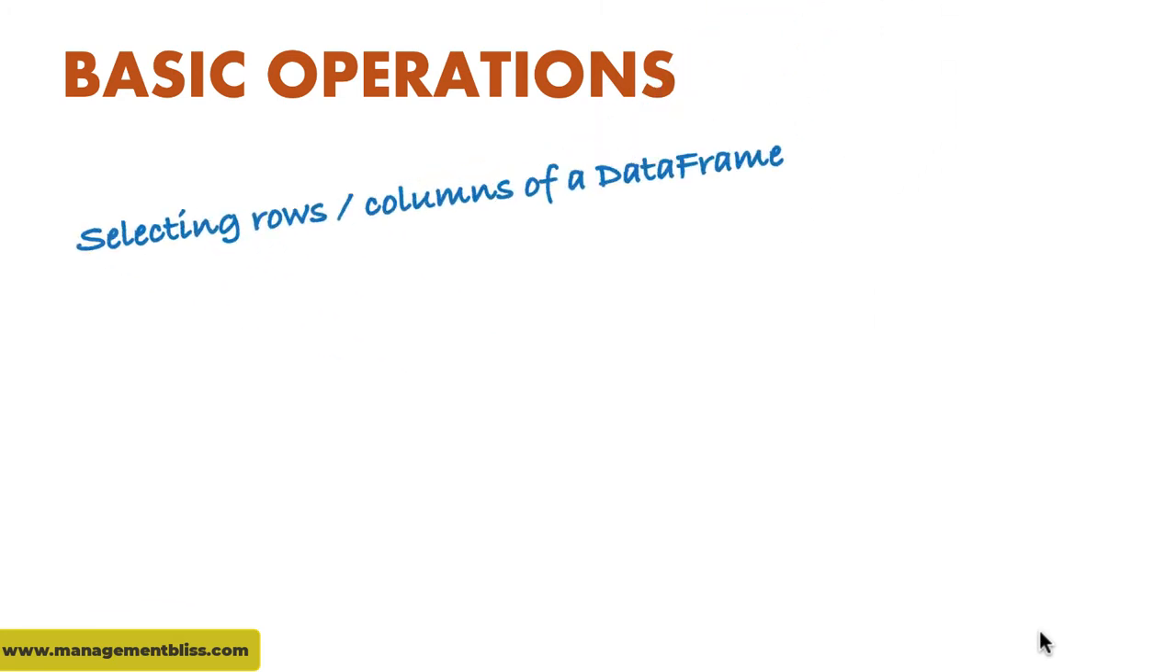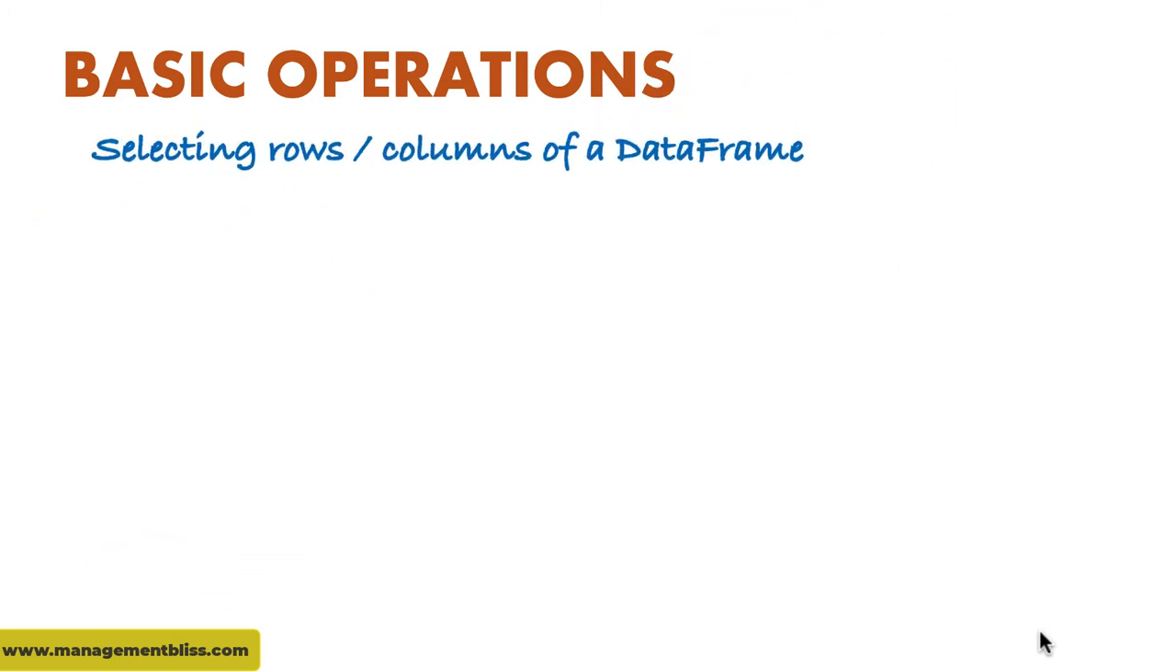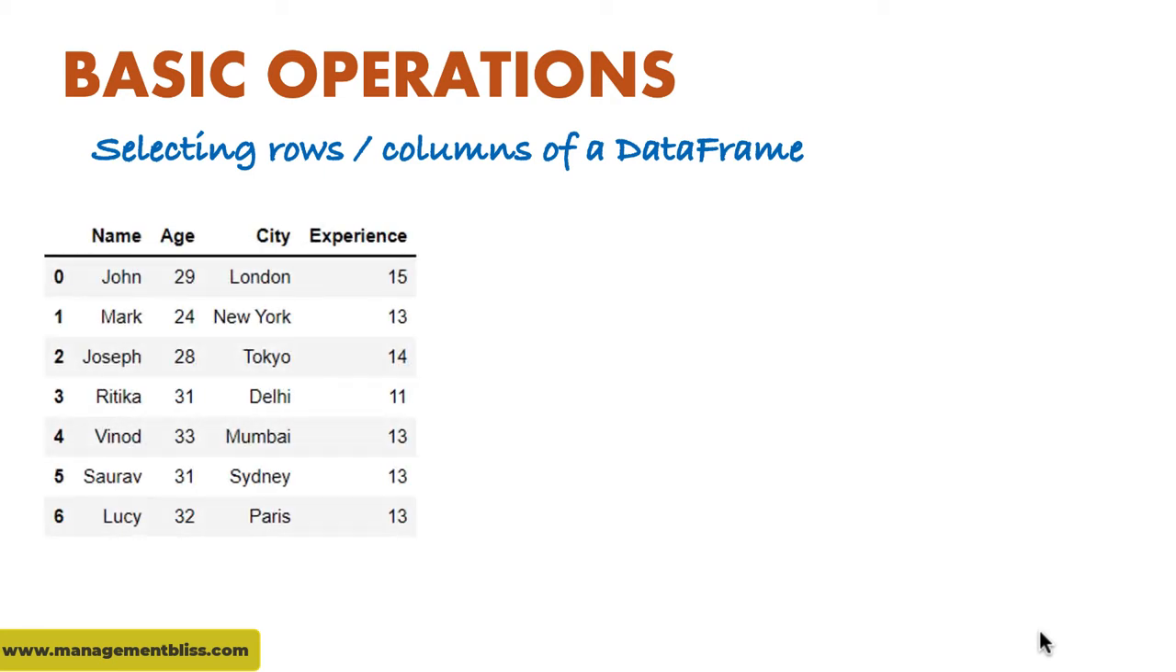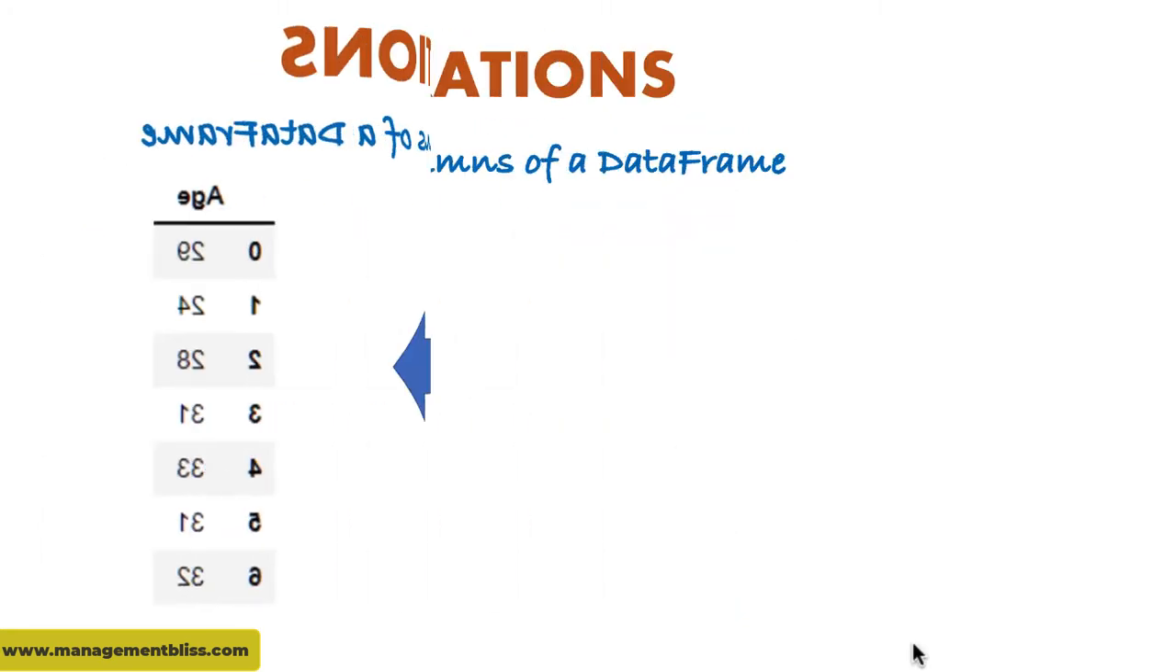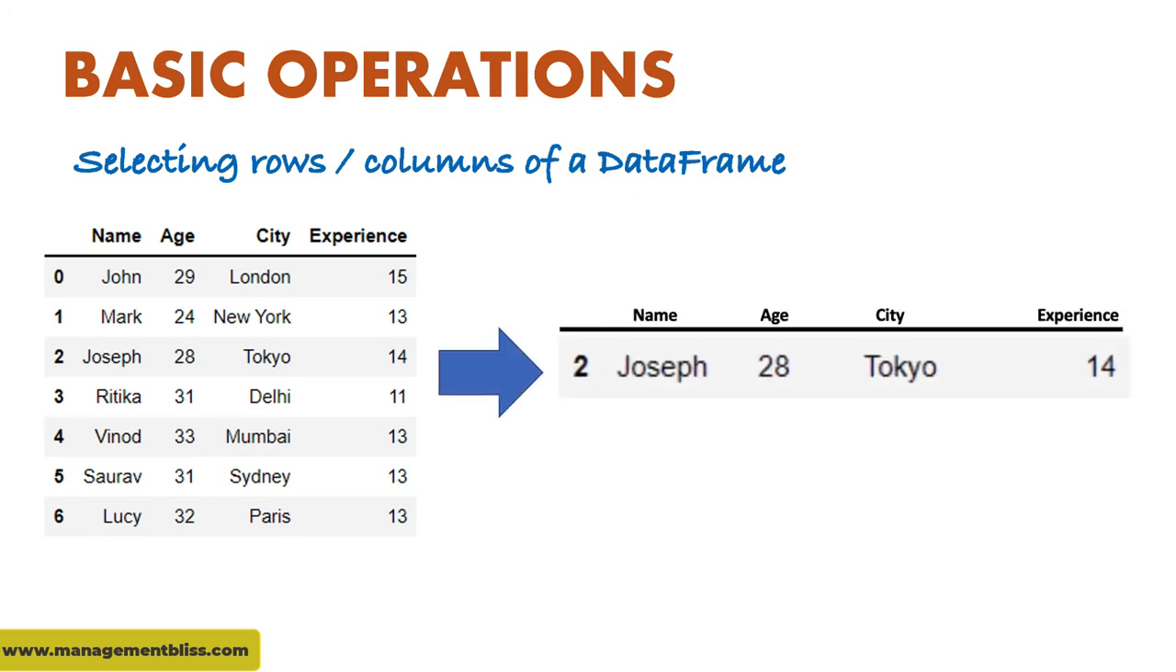Next is selecting rows, columns of a data frame. Assuming that we have a data frame something like this, we can select rows or columns from this data frame. For example, we fetched the column age of data frame as a series object. Each value in this fetched column has a row index label associated with it. Similarly, we can fetch row 2 of data frame as a series object. Each value in this fetched row has a column name associated with it. When we select a single row or column from the data frame, then the data is returned as a series object.